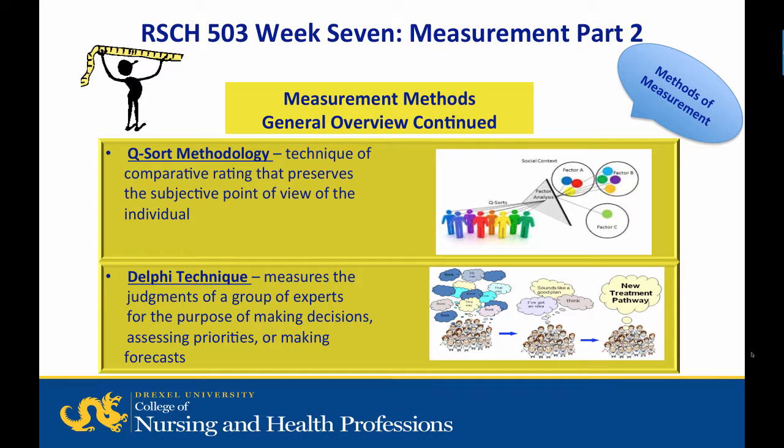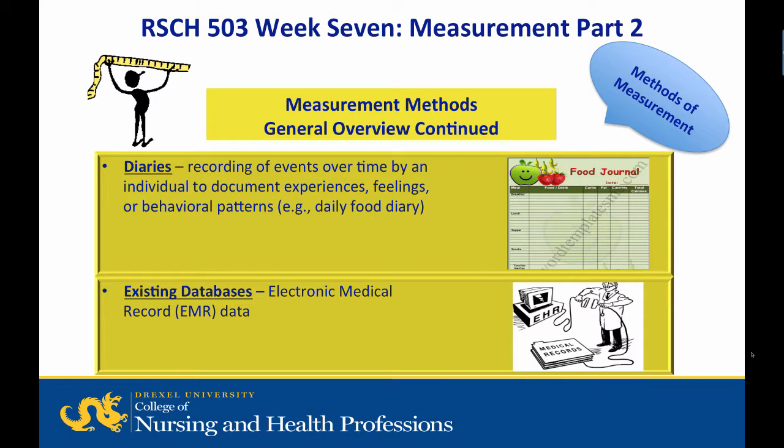The Delphi technique measures the judgments of a group of experts for the purposes of making decisions, or assessing priorities, or making forecasts. There are several types of Delphi techniques. Ultimately, the purpose of this strategy in classic Delphi is to reach consensus.